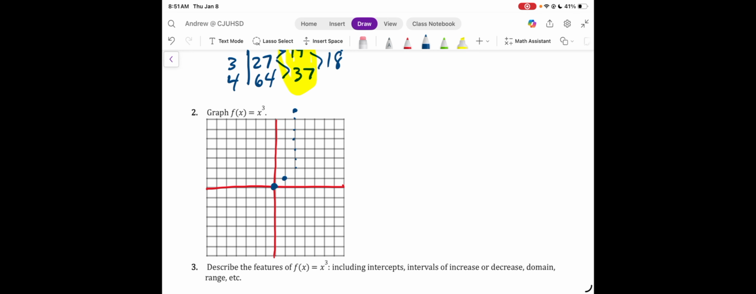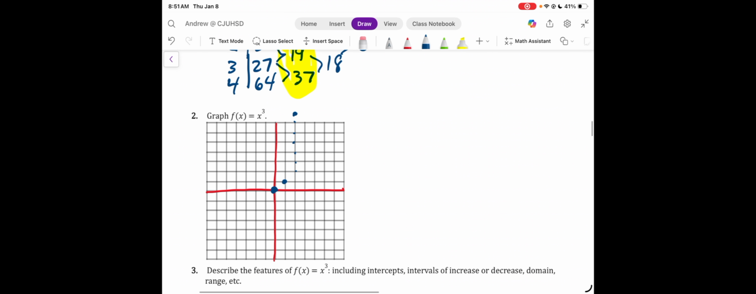On the negative side, if you take a negative 1 and you cube it, you get a negative 1. If you take a negative 2 and you cube it, you get a negative 8. And that's because you have an odd number of negatives. So it's going to go here, 1, 2, 3, 4, 5, 6, 7. Man, again, we're off the graph. So if we connect these together, it looks something like this.